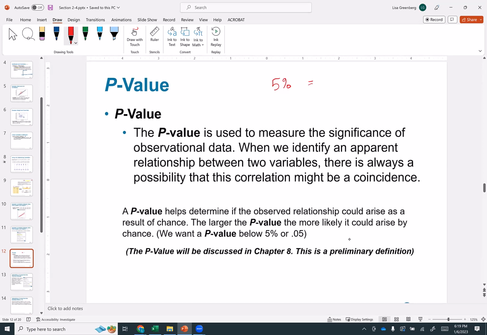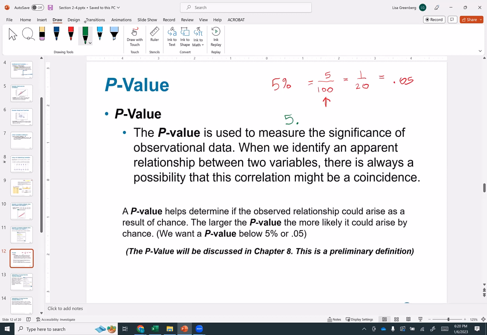5% means 5/100. I can also say this is 1/20. What I really want is my decimal, and 5/100ths is the same as 0.05. I start with my 5%. I want to divide by 100.